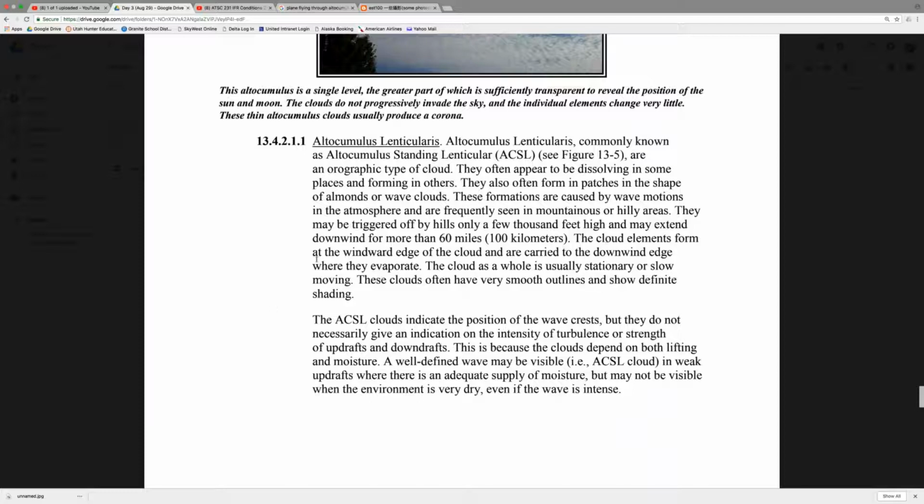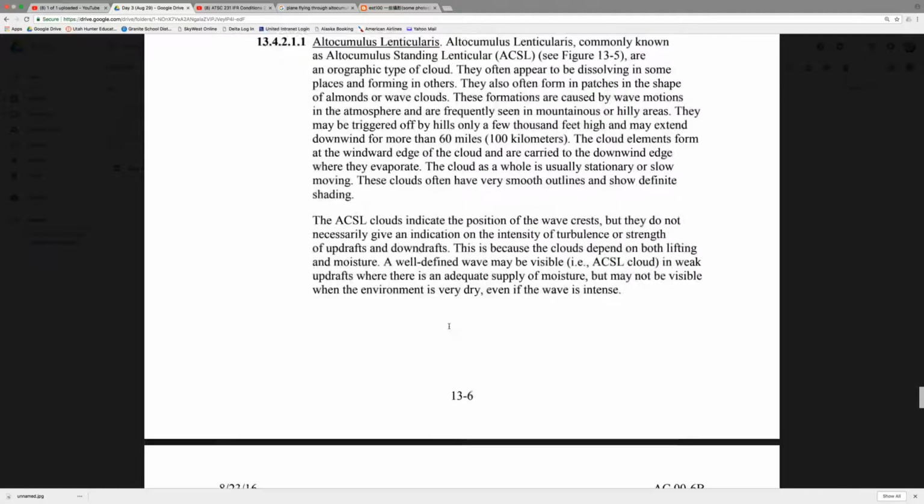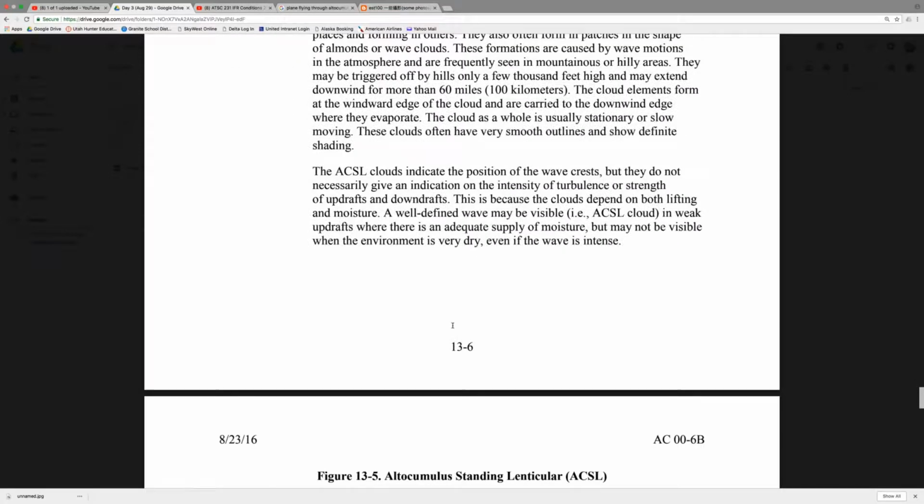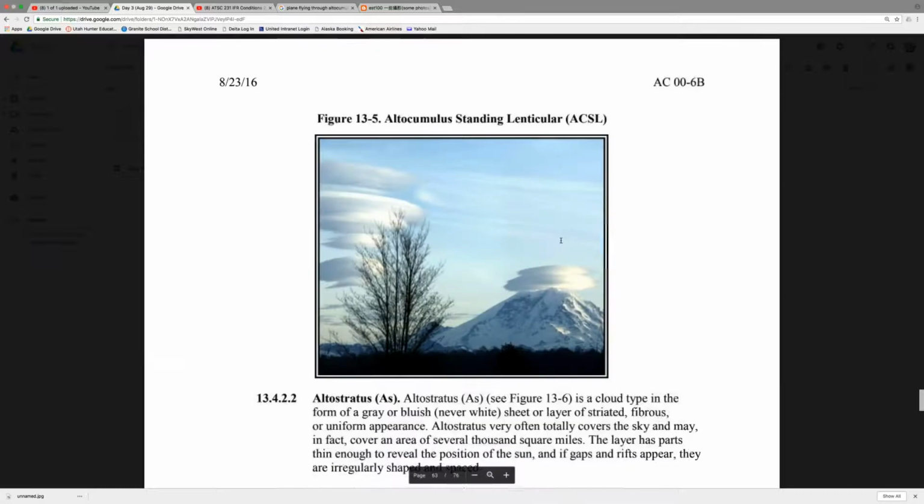So the cloud elements form at the windward edge of the cloud and are carried to the downwind edge, where they evaporate. The cloud as a whole is usually stationary or slow moving. These clouds have very smooth outlines and show definite shading. So it says that it's not necessarily an indication of turbulence.